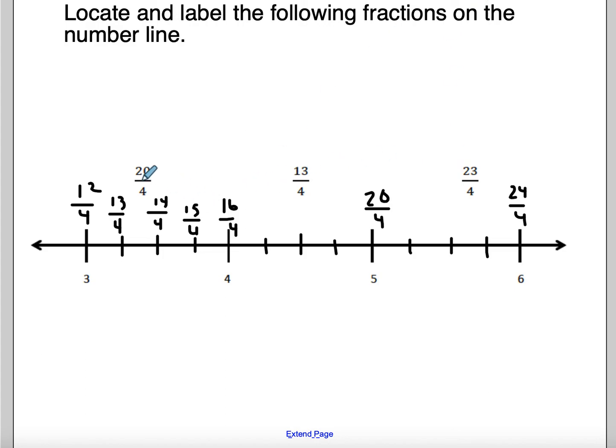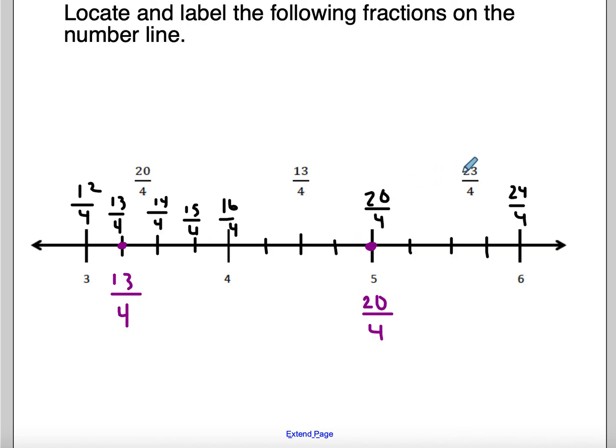So I'm going to start with 20 fourths. That's my first number that I'm trying to find. 20 fourths. I already see that it's right here. So I know 20 fourths is right here. I'm going to label it 20 fourths. Then I need 13 fourths. I already labeled that as well. 13 fourths. So I'm going to lay that under here.